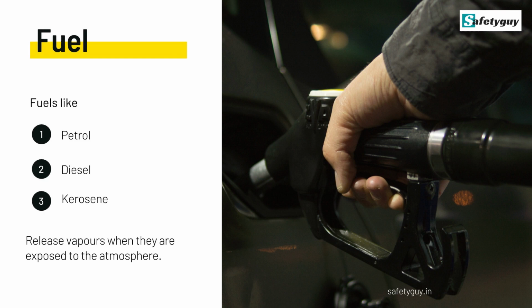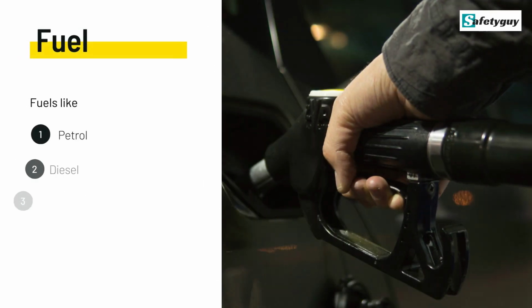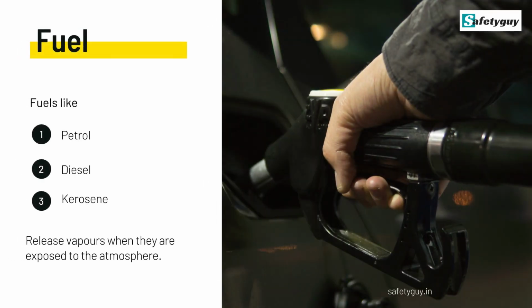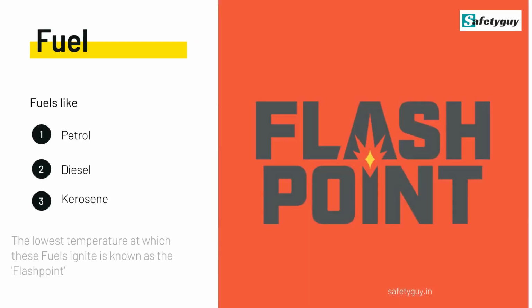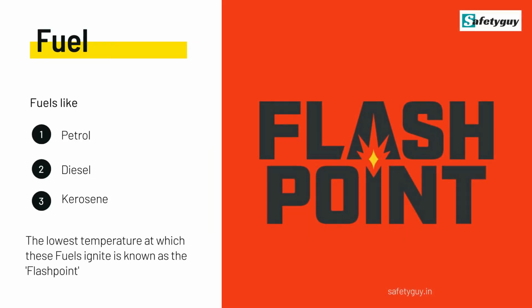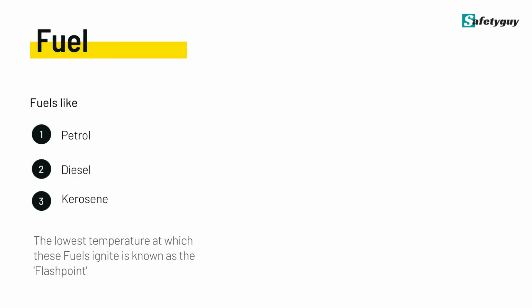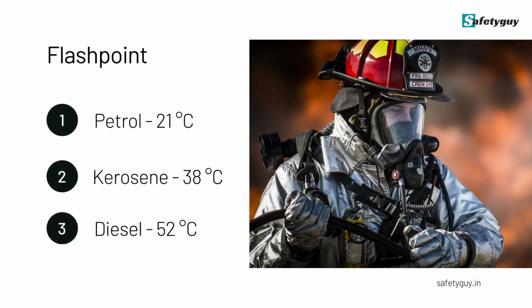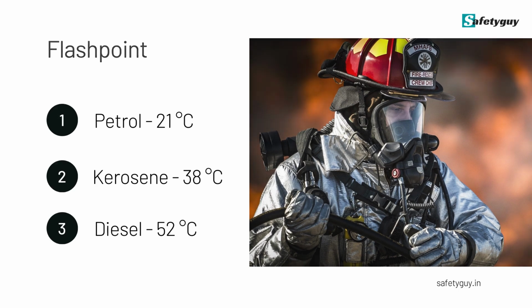Fuels like petrol, diesel, and kerosene release vapors when exposed to the atmosphere. These vapors easily catch fire when they come in contact with an incendiary material. The lowest temperature at which these vapors ignite is known as the flashpoint. Petrol has a flashpoint of a mere 21 degrees Celsius, whereas kerosene can burn at a temperature of 38 degrees Celsius, while diesel catches fire at 52 degrees Celsius.